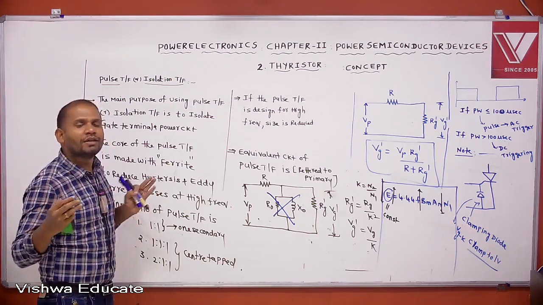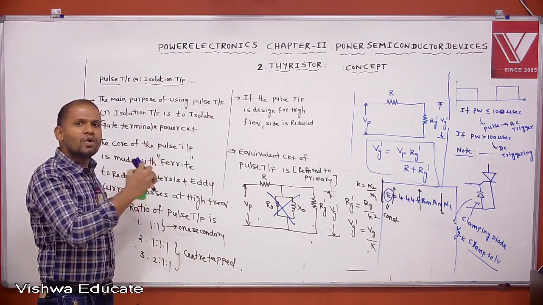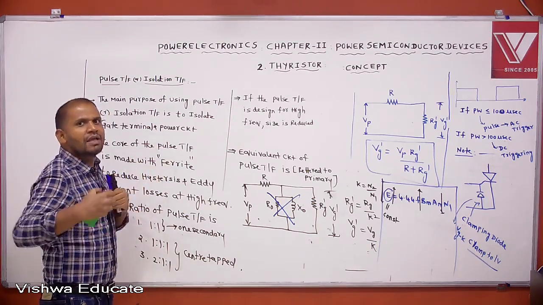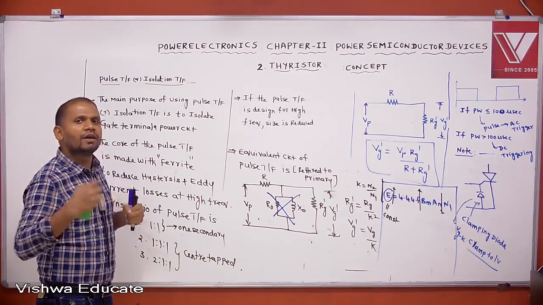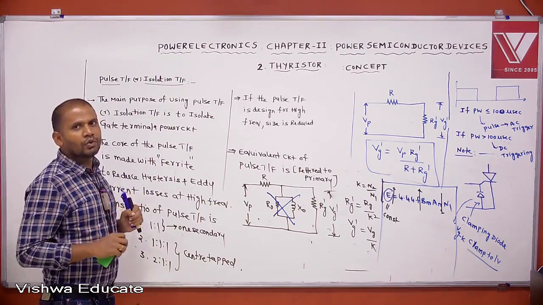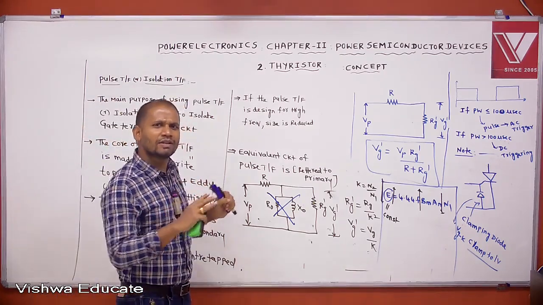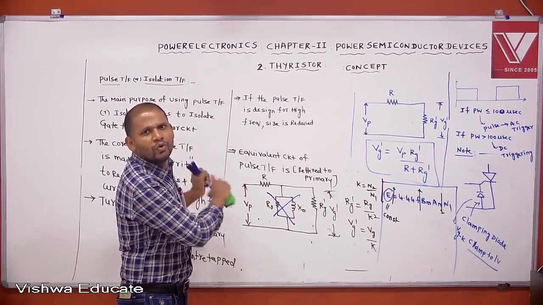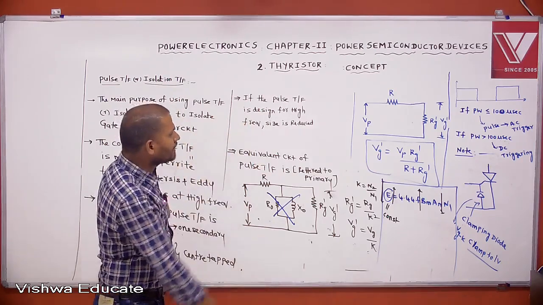Then you go for the heating and cooling circuit. Based on the snubber circuit and protection circuit, we'll see some classroom workbook questions. After that we'll start with the heating and cooling circuit. Then three or four concepts remain with respect to thyristor. Then only go for the next device. Okay, clear? Concentrate on these points.